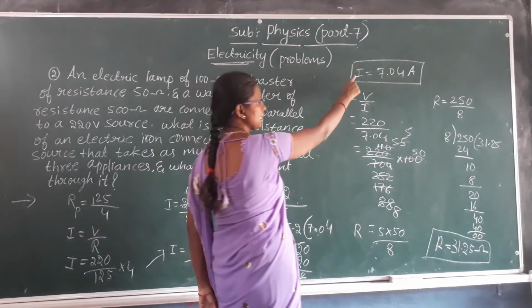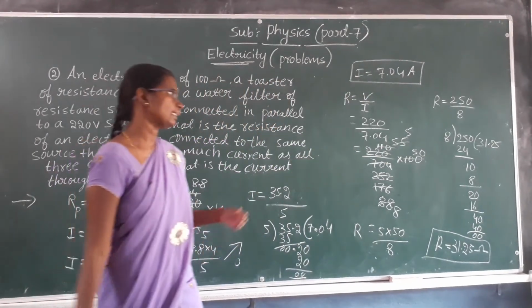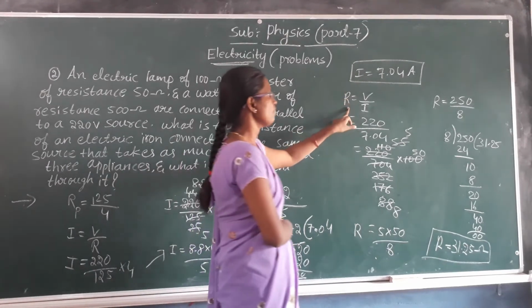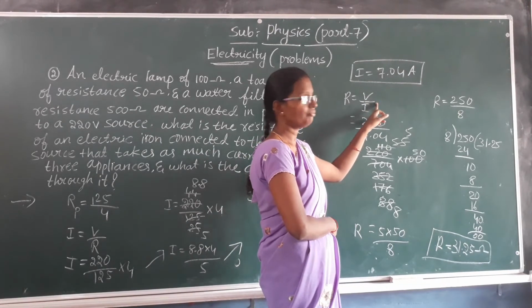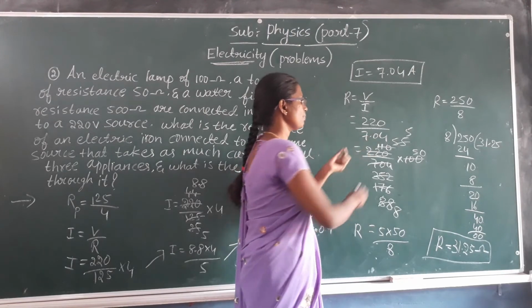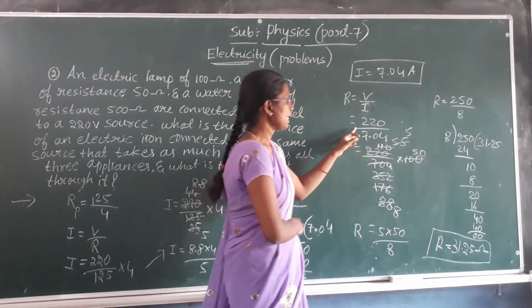So this is the current which is passing in the electric iron. Now you have to calculate the resistance of the electric iron. The formula is R equal to V by I. So V is equal to 220, divided by 7.04. So you have to cancel.